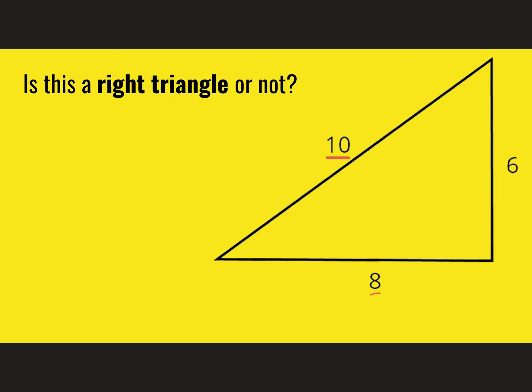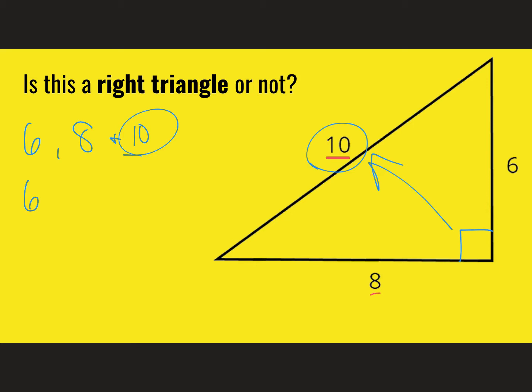So we're going to decide if this is a right triangle. Go back to here. My side lengths are 6, 8, and 10. 10 is across from my right angle, so that must be my side c. It's also the longest, so that must be side c. That one we have to identify.